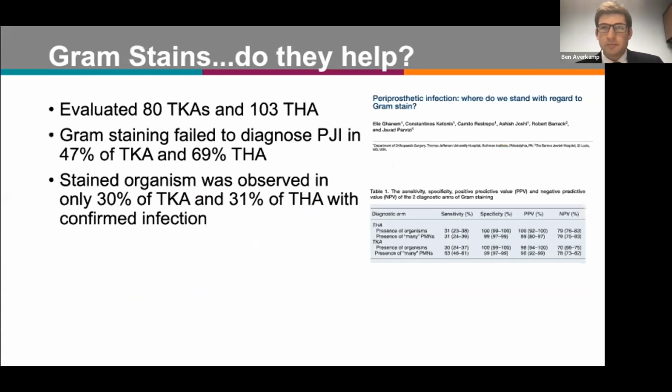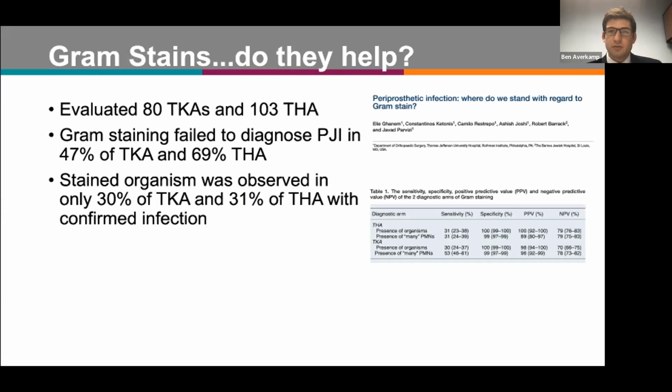How about a more recent study? A study out of the Rothman Institute from a few years ago evaluated gram stain in total hip and knee arthroplasty patients. They defined a positive gram smear as visualization of bacterial cells or many neutrophils, 5+ per high-powered field, on a slide. They looked at sensitivity, specificity, and predictive values and found the sensitivity to be especially poor.